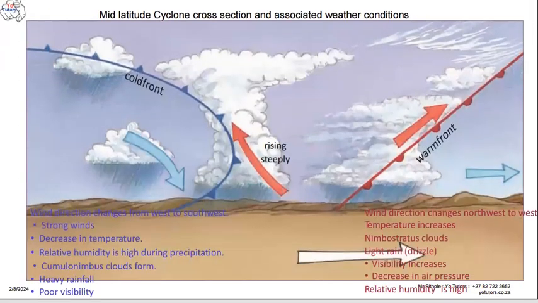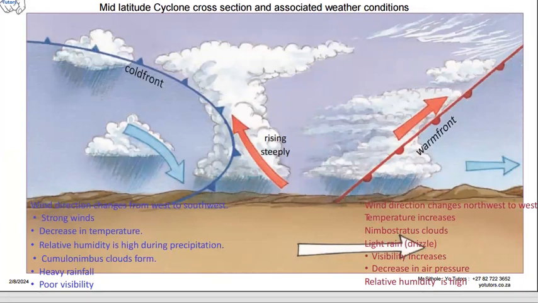Now let's also understand the cross section of mid-latitude cyclones. As you can see here, we have got cumulus clouds. So these are your cumulus clouds. Then here we have got cumulonimbus clouds. What is happening on the cold front? On the cold front, these are the conditions that you will see.